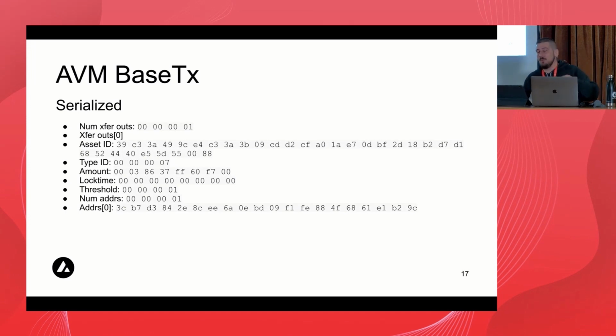And then you can see, similar to the number of transferable outs at the top, we have the number of addresses, so a similar pattern. This is an array of 20-byte addresses, but there could be 5 of them, 10 of them. In this particular case, the first 4 bytes are telling us there's only one. Then we have 20 bytes.